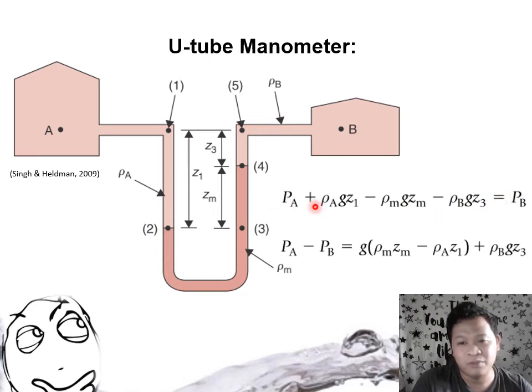move PB, PA minus PB on one side, and then all the other terms sa kabila, which is basically G multiplied by the differences in density multiplied by height ng mga columns mo, plus your Z3. Actually, pwede mo ihalo to para isa na lang yung multiplier mo na Z, no?